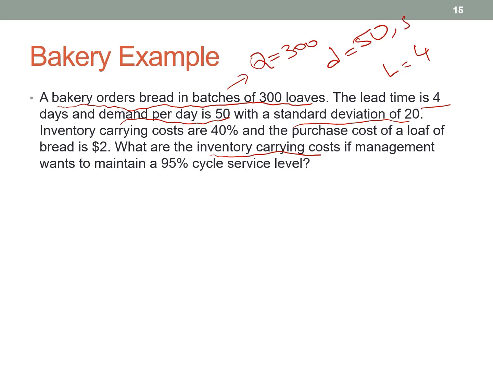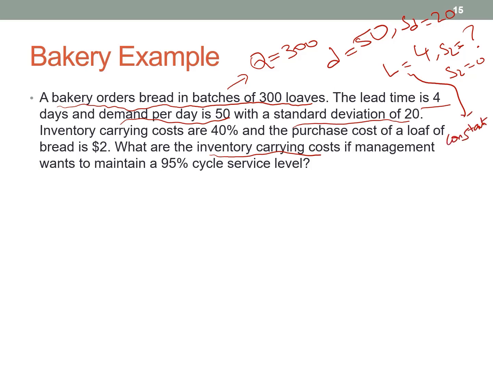That means S of D is 20. Now, where is S of L? We also need to know S of L. Well, if S of L is not given, that means we are assuming constant lead time. So S of L is just equal to 0 because this lead time is constant.